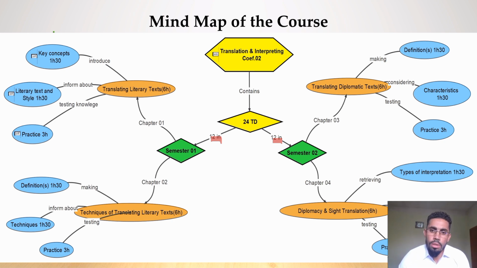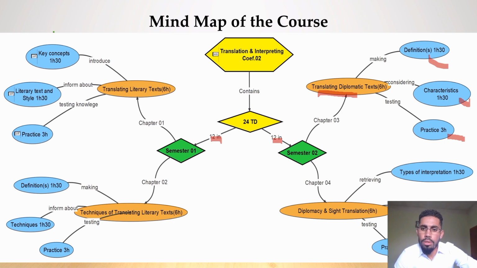The third chapter, on the other hand, is about translating diplomatic texts. We see here another issue, which is diplomatic texts. We see the definition of diplomatic text, the characteristics, the types, and these things in the first 2 sessions. In the practical part here, we will deal only with practicing diplomatic translation.